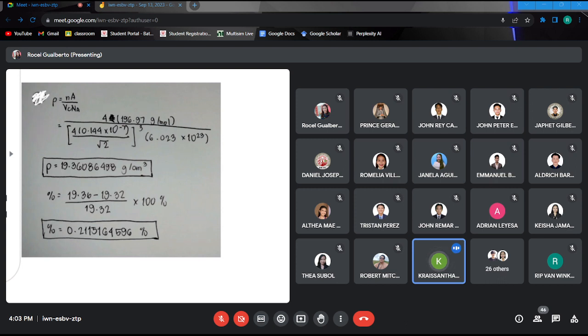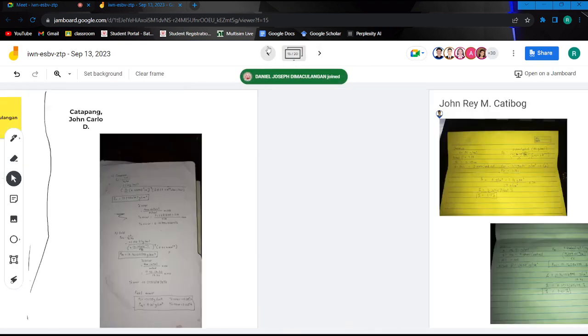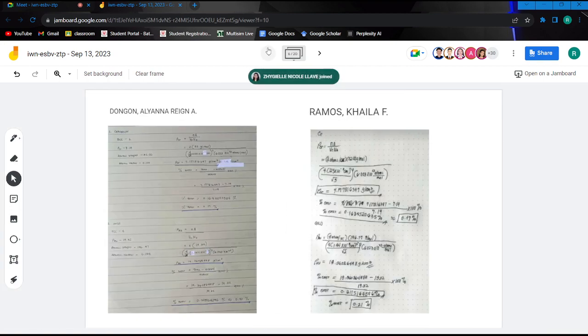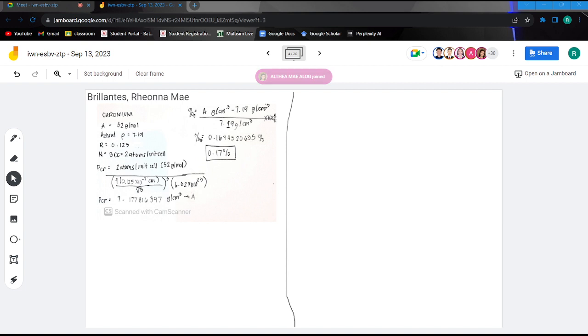19.36086.498. Tapos para makuha po yung percent, yung actual value po nung rho, yung 19.32. Tapos ito pong nakuhang rho na 19.36, pinag-minus po over the actual value, times 100%, then nakuha po yung 0.2115164596. Okay, so the percent error is 0.21%. So, ah, linawin ko lang po, hindi po yung P.